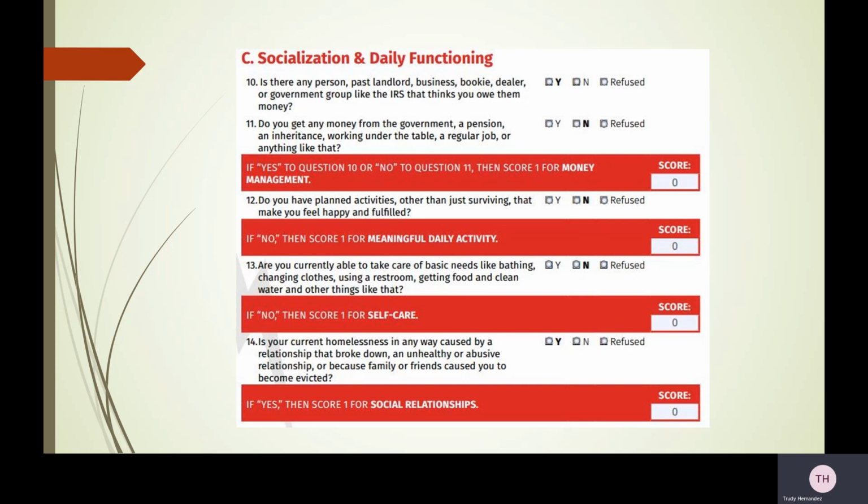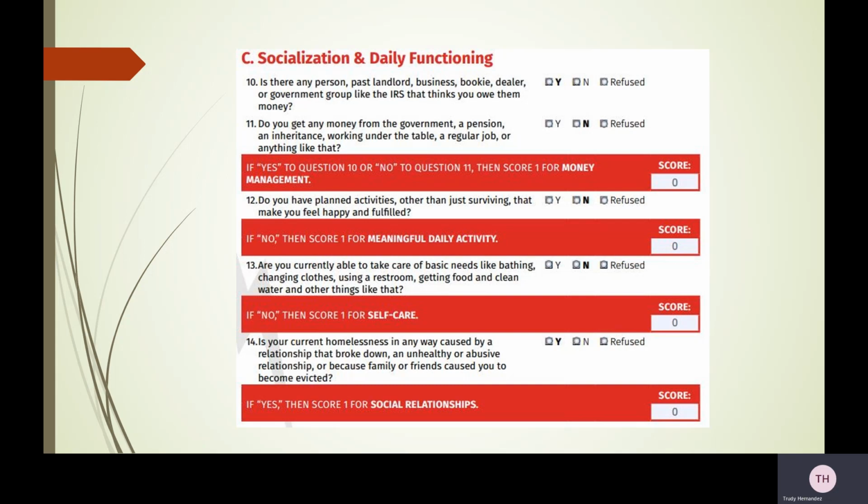Question 11 is, do you get any money from the government, a pension, an inheritance, working under the table, a regular job, or anything like that? So any type of income is mentioned there. If they say yes to question 10 or no to question 11, then they would score 1.